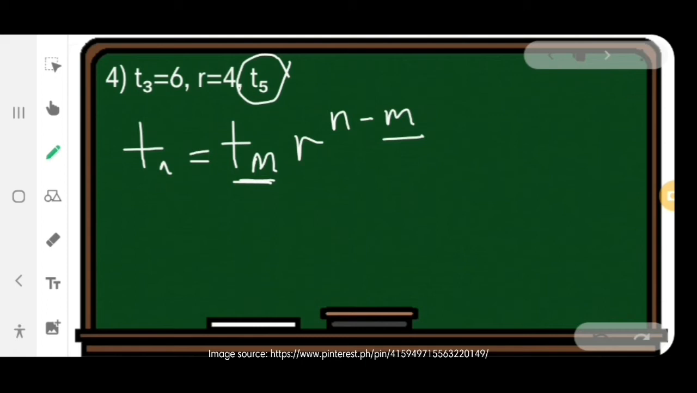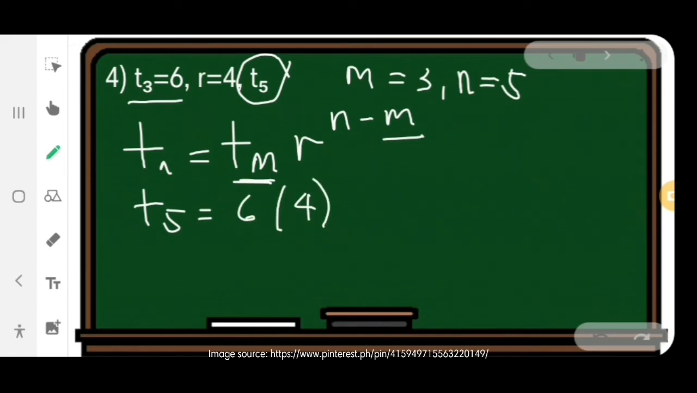Now let us substitute the value. So by the way, our t sub m here is 6. That means our m is equal to 3. And we are going to look for t sub 5. So our n is equal to 5. Now substitute the given value. So we have t sub 5 is equal to 6 times 4 raised to 5 minus 3.